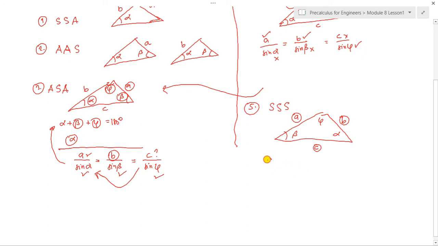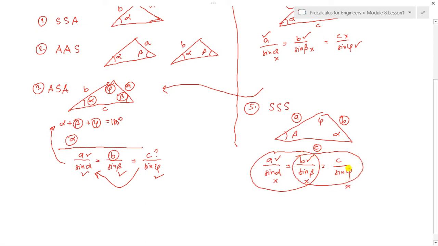So, the law of sines states that A over sine alpha is equal to B over sine beta is equal to C over sine gamma. Now, A is given, sine alpha is unknown, B is given, sine beta is unknown. If we only use these two, we can't get alpha and beta. Even with the other combination, we can't get it. Why? Because gamma is unknown, although C is given. So this does not work for this condition if we have a triangle with three sides given.